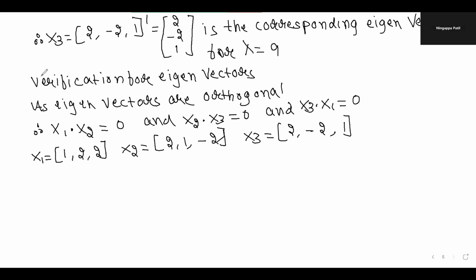This verification in the example is not necessary. In a class, you can check whether your eigenvalues are correct or not. Then this can be verified by the property of eigenvectors: as they are orthogonal to each other, means they are perpendicular to each other. If two vectors are perpendicular, in PUC you have studied, the dot product of any two perpendicular vectors equal to 0. x1 dot x2 equal to 0, and x2 dot x3 equal to 0, or x3 dot x1 equal to 0. How to do this verification? You can do it in the calculator.